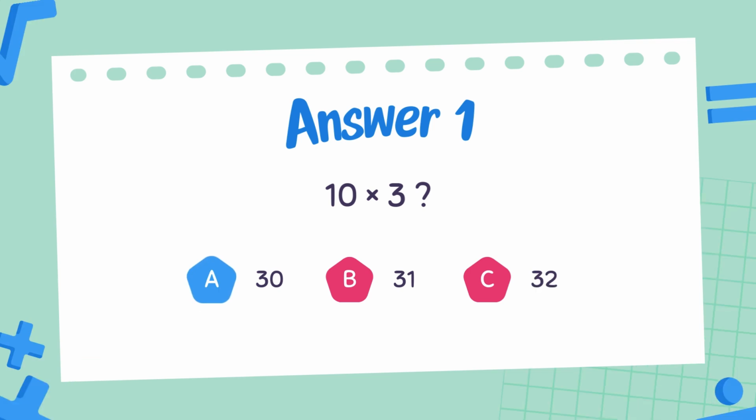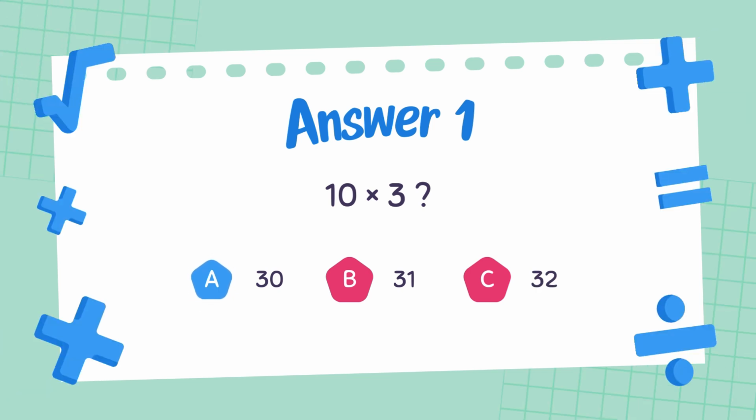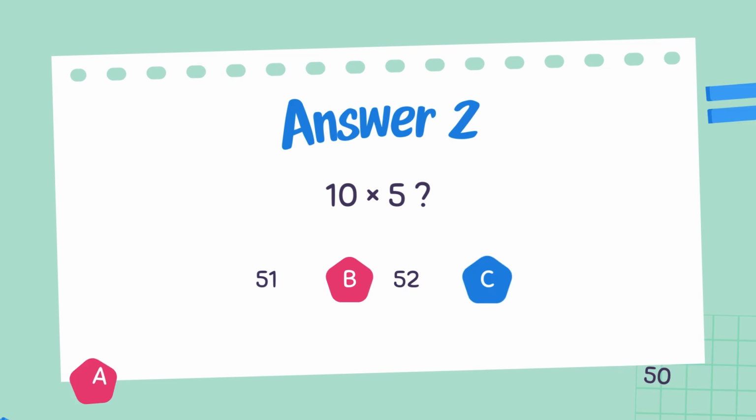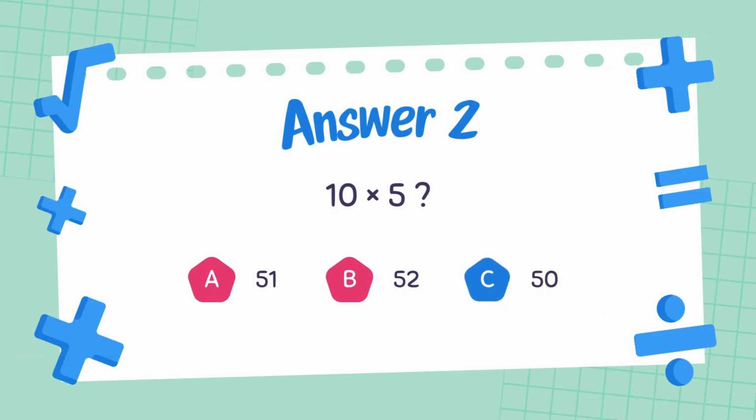The answer is A, 30. Great start. Question 2. What is 10 times 5? Is it A, 51, B, 52, or C, 50? The answer is C, 50.